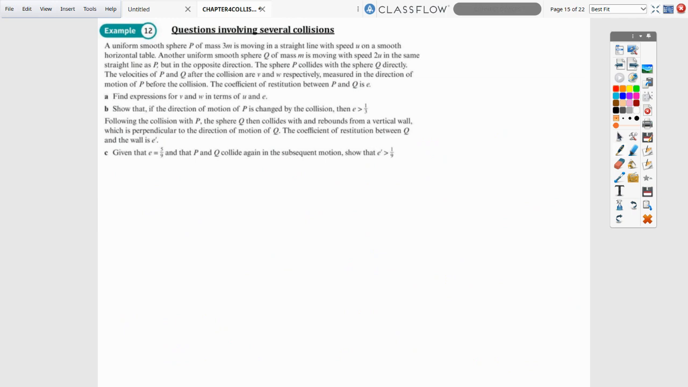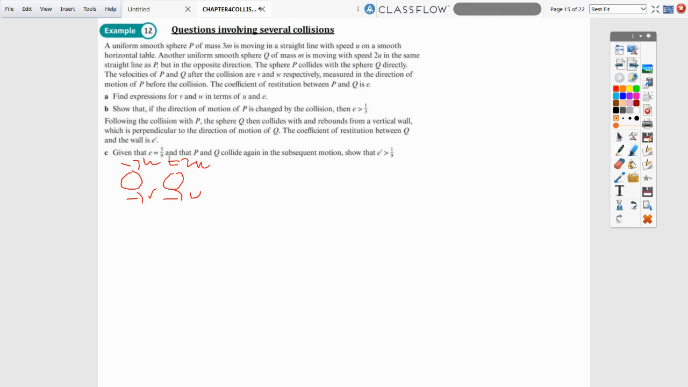So, diagram. That's P, that's Q. U, 2U going in opposite directions. V and W we can assume are going in that direction. If one of them turns out negative, we can then conclude as such.